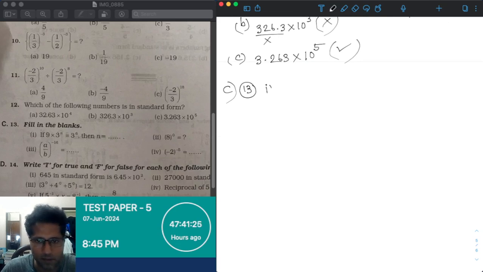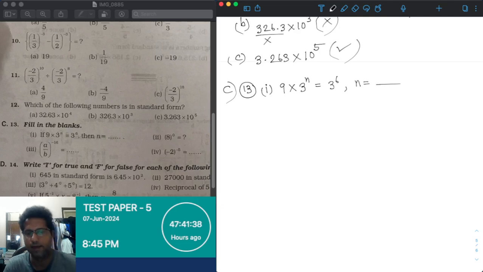Part 1 says, if n multiplied by 3 to the power n equals 3 to the power 6, then what is n equal to? We have to find n. So from the equation 9 into 3 to the power n equals 3 to the power 6, this kind of problem is a problem of solving unknown power. We have solved this kind of problem earlier.